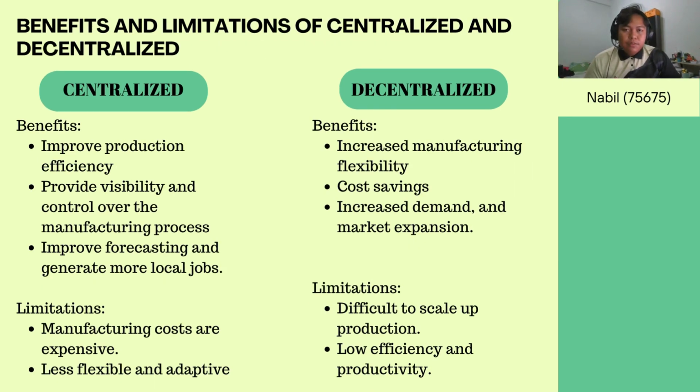So the next one would be the benefits and limitations of centralized and decentralized. The benefits of centralized are that it improves production efficiency, provides visibility and control over the manufacturing process, improves forecasting, and generates more local jobs. However, the limitations of centralized are that manufacturing costs are expensive and it is less flexible and adaptive.